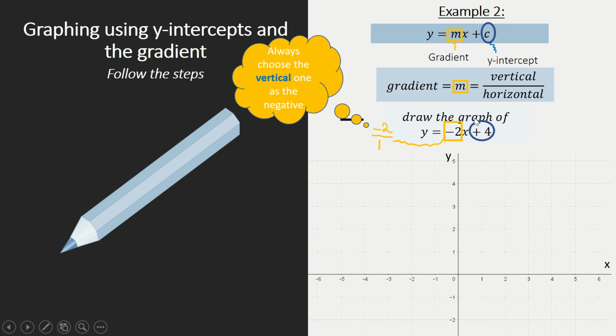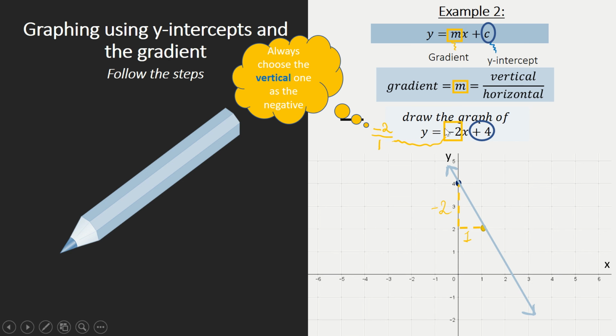But first you're going to plot your y-intercept. So plus 4 on our y-axis. Then we go minus 2 downwards because we need to go vertical. But since it's negative, we go down. So 1, 2. And we go a positive 1 horizontally. So 1. So this is where we plot our next point. Then we're going to draw a line, and please do not forget to extend these lines with arrows, since a line is infinite.